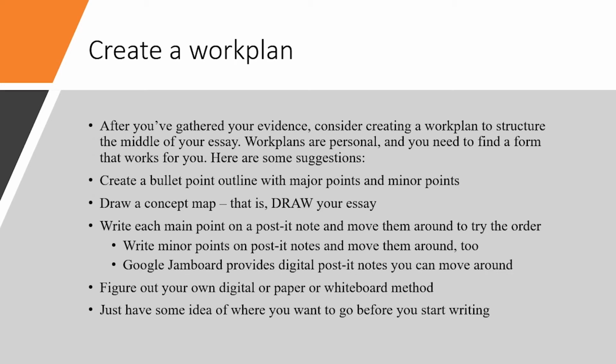That doesn't always work for everyone, though of course you can still hand that in after you've tried some of these other methods. So you can create a bullet point outline with major points and minor points. That of course allows you to see the order of the points that you're making and whether the minor points and the evidence fit within that.